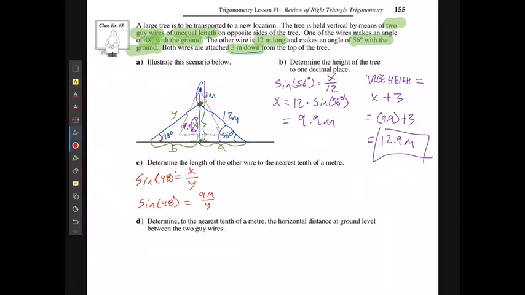In order to get Y by itself, I'm going to multiply both sides by Y. Y times sine 48 is equal to approximately 9.9, or Y is equal to 9.9 divided by sine of 48, which is going to give me a length of 13.4 meters.